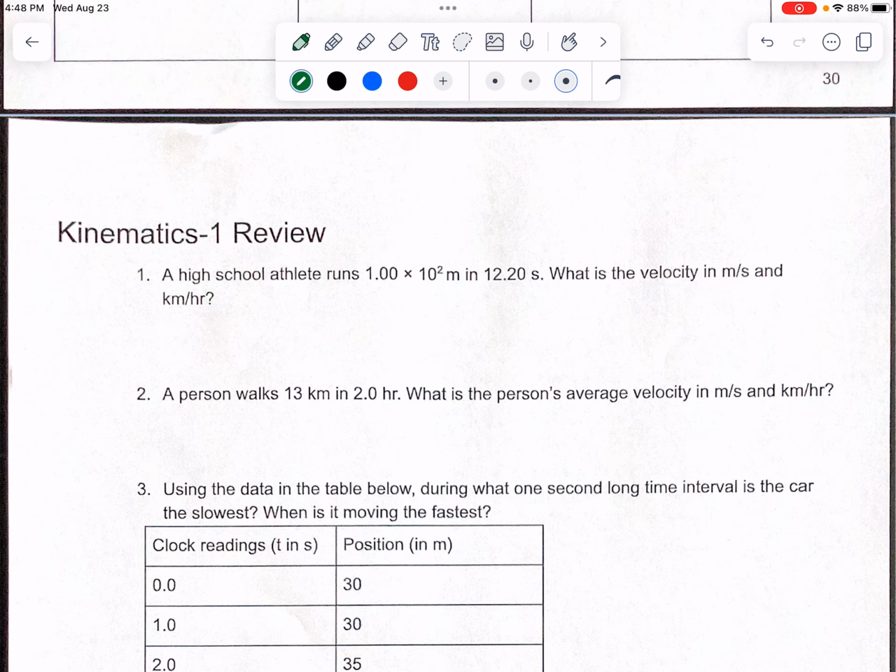All right, so this is going to be the last video of Unit 1. So we're going to start on the review page on the back of your packet. Okay, so it says a high school athlete runs 1.00 times 10 to the 2 meters in 12.20 seconds.